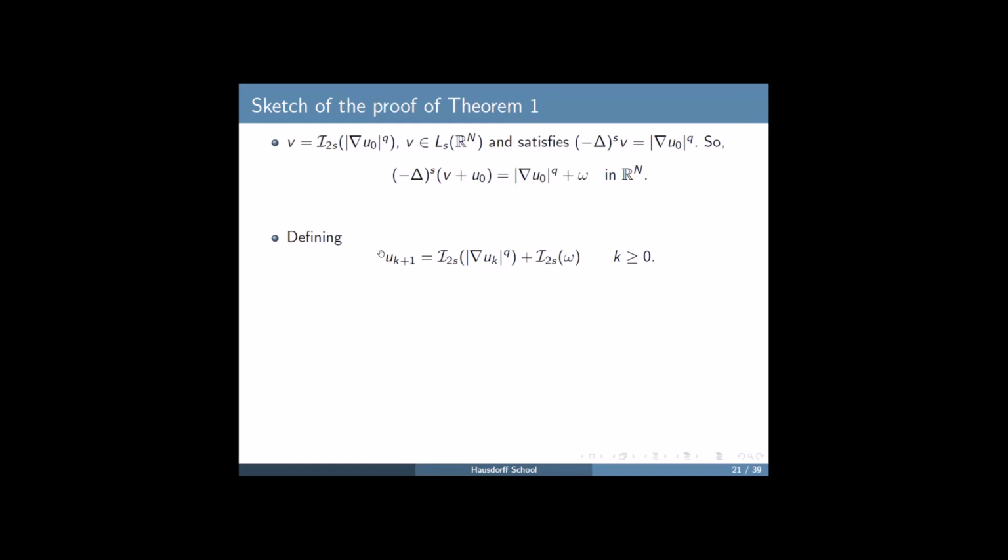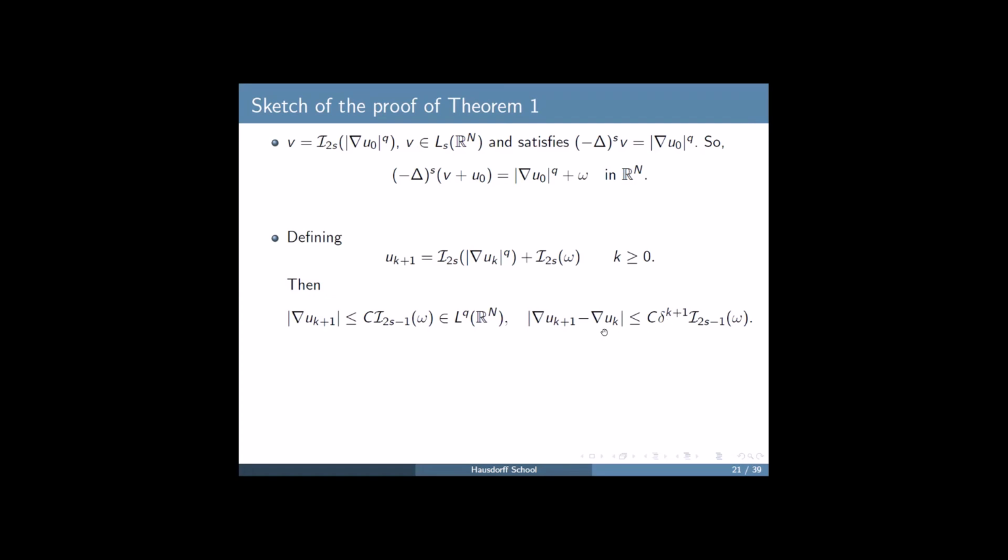And in order to prove that this sequence converges, first we can control the gradient by this potential, which is in LQ of Rn, again, since q is greater than q star. So these gradients are in LQ of Rn. And also if you compare the gradient of a term of the sequence with the gradient of the previous one, this difference can be bounded by some delta between 0 and 1 to the power k plus 1.